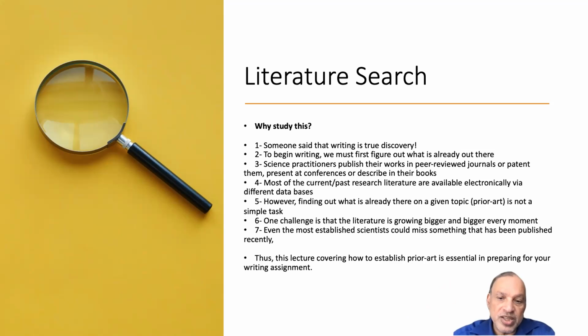Very, very thorough search has to be done. And so there are many ways to do that. We'll go through them. So finding out what is already there, and this we also call prior art. Prior art is already published and out there, and is not a simple task. And so one challenge is that the literature is growing bigger and bigger every moment.